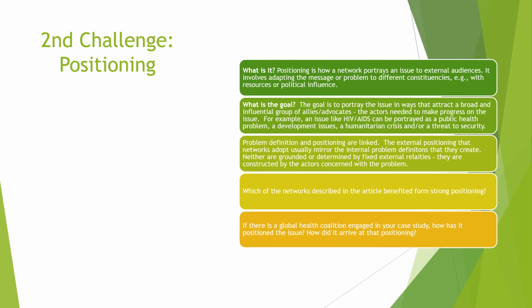Which of the networks described in the article benefited from strong positioning? And I think Schiffman uses some examples in that regard. It'd be important to hone in on those. If there's a global coalition engaged in your case study, how is that position the issue? And how did it arrive at that positioning? And has the positioning changed over time?